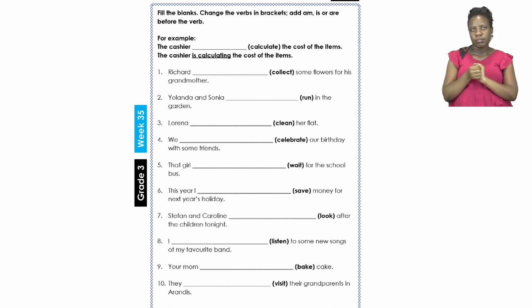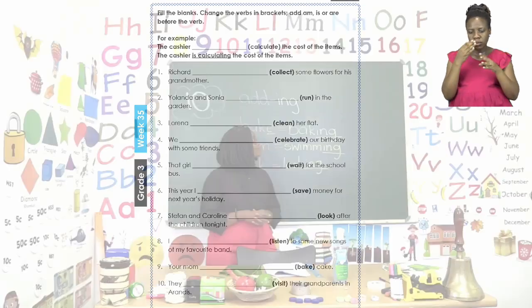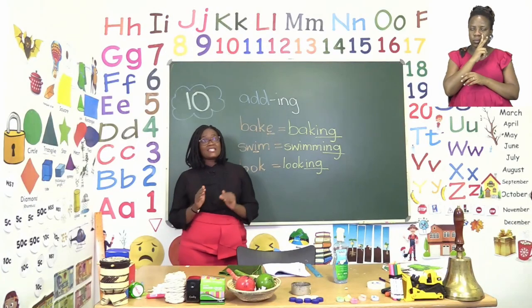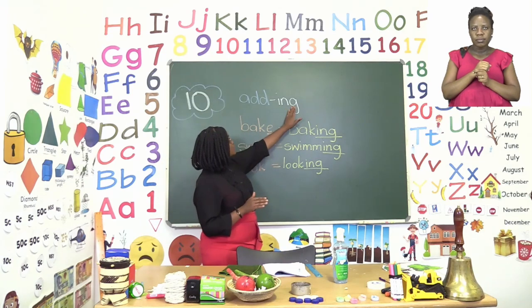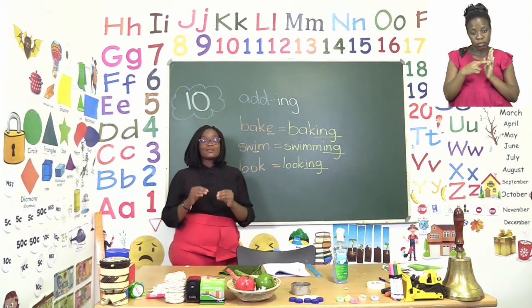Now, for this exercise, you're going to fill in the blanks by changing the verb in the brackets and then adding am or are or is before the verb. Remember how we change the verbs when we are dealing with present continuous tense. Let me show you some examples on the board. Now, the basic rule is that we add ing. That is the basic rule.